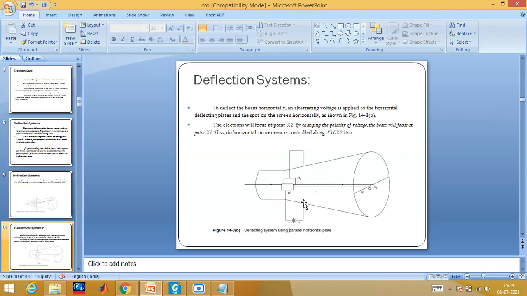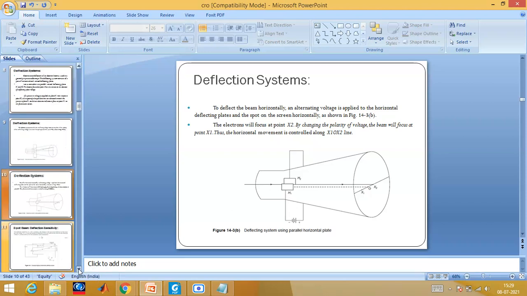Now similarly for the horizontal plate also. Okay, so it is also placed parallel, but it is placed in a horizontal direction. So it is going to control on the x-axis how you are going to see the waveform, how the waveform will behave. All this can be controlled by supplying this particular voltage at the horizontal deflecting plates.